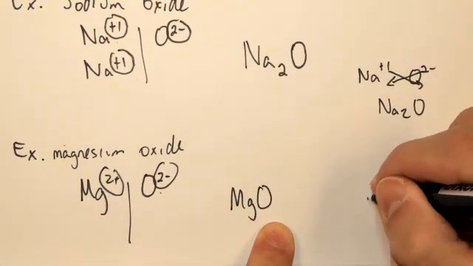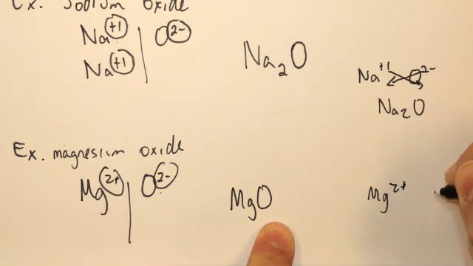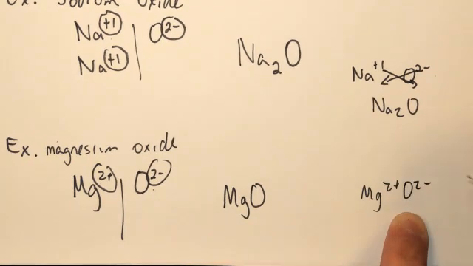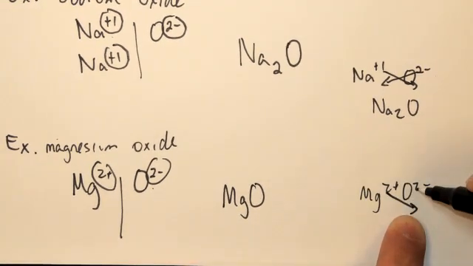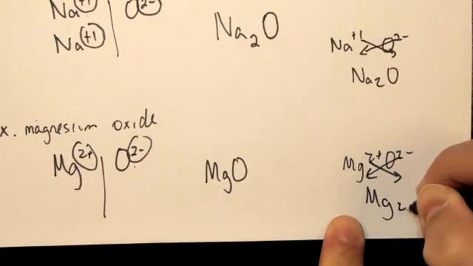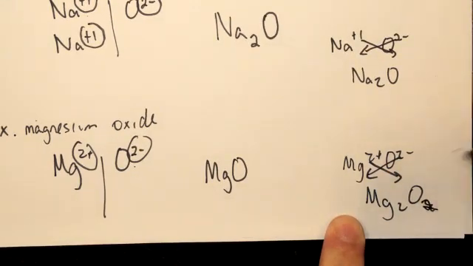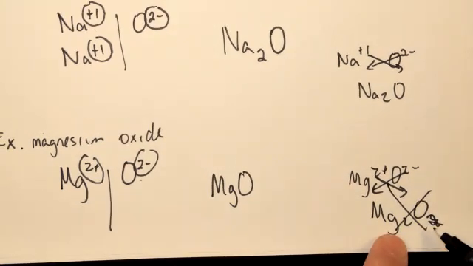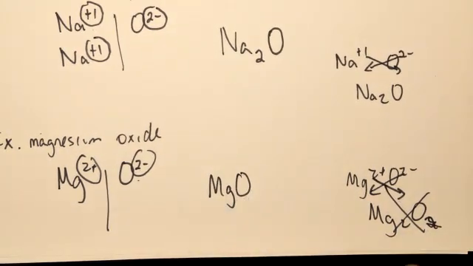If you're to do swap and drop, you need to remember that we have to balance these in lowest terms. So if you think the 2 might go down and the 2 might go down, we cannot write Mg2O2. This is incorrect. We have to go to the lowest terms possible, which would be MgO.